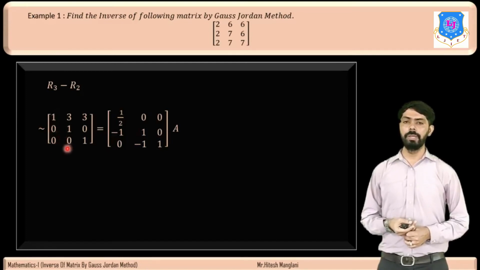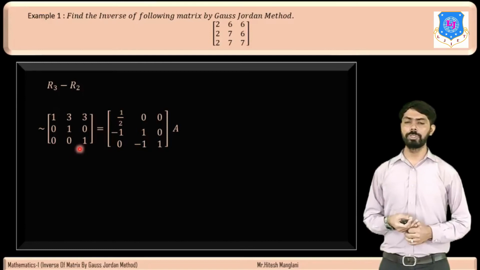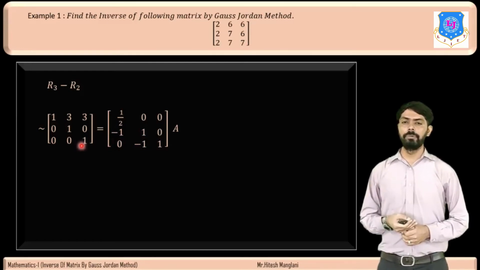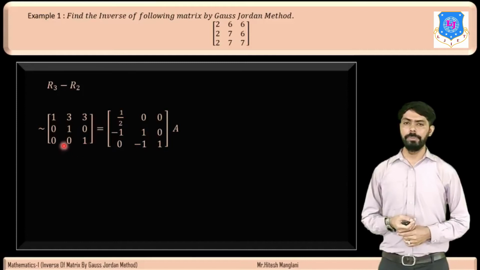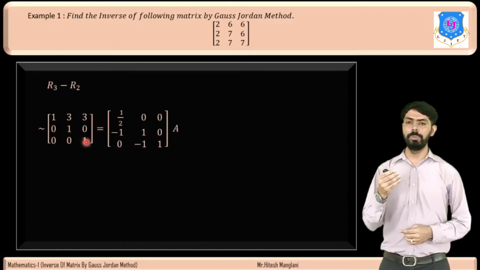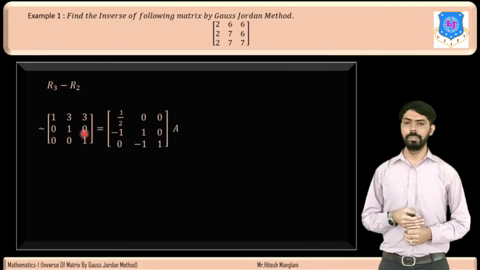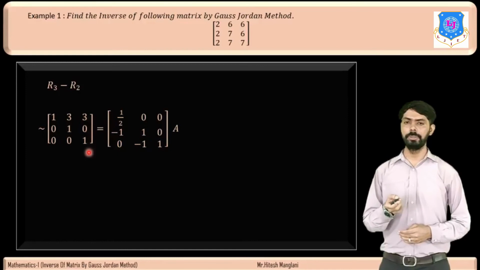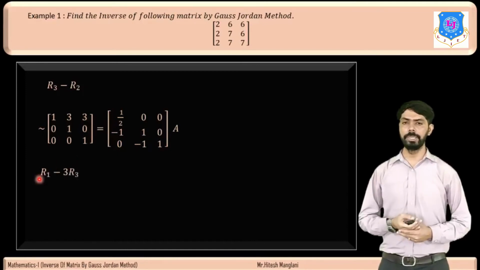But here we will have to find the reduced row echelon form, because we will have to convert the matrix which is on the left hand side into the identity matrix. So for that we will convert this row echelon form into reduced row echelon form. So here, if you look at the leading one in the third row, then all entries in that column should be 0 except this one. So here we will multiply the third row by 3, then subtract it from the first row. So we will use the row operation R1 minus 3R3.